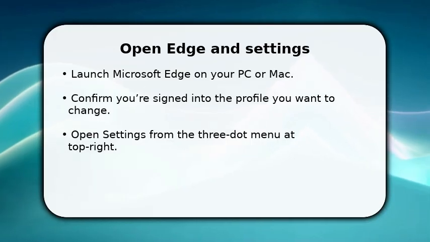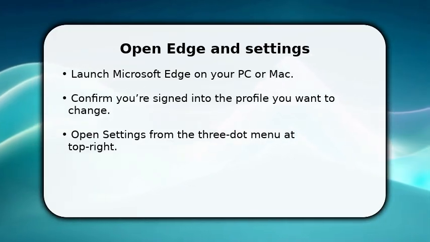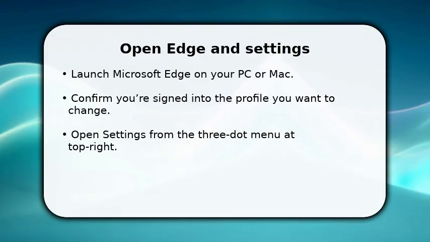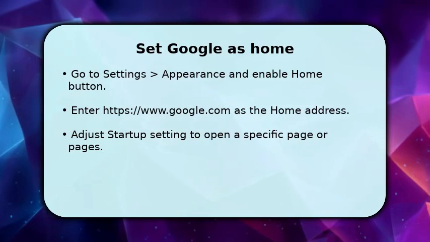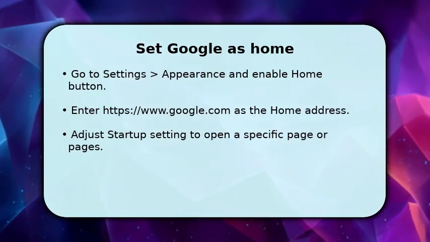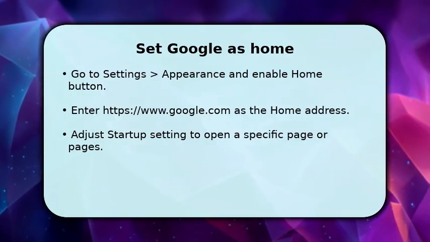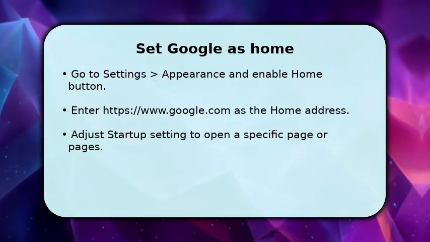Don't skip signing into the correct profile. Changes apply per profile, not globally across users. Now set Google as the actual home page. Under Appearance, turn on the Home button and type https://www.google.com into the address field. This lets you jump to Google with one click.